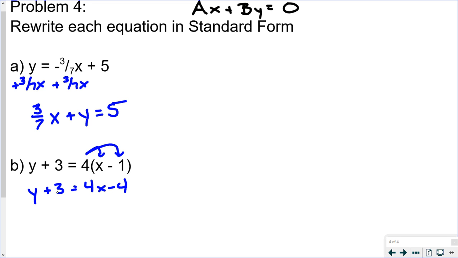So let's move the 3 first. It doesn't matter. You can move either one first. So I'm going to subtract 3 from both sides. And the reason I'm subtracting the 3 from the 4 is because those are like terms. Can't subtract 3 from a 4x. So now I have y equals 4x minus 7.